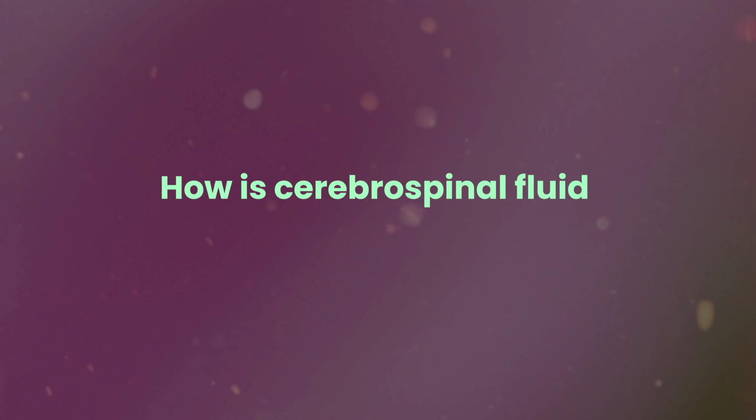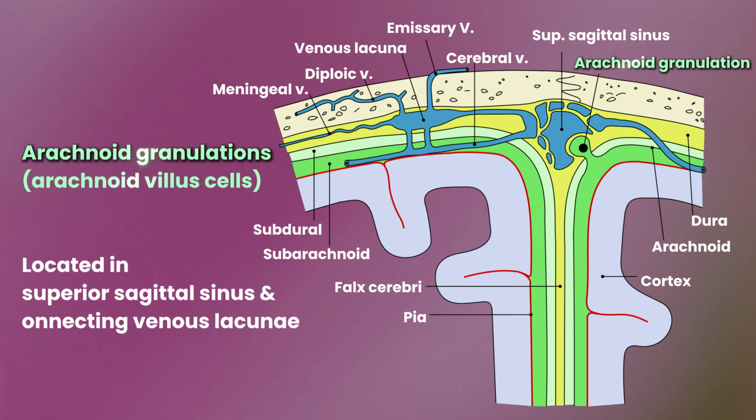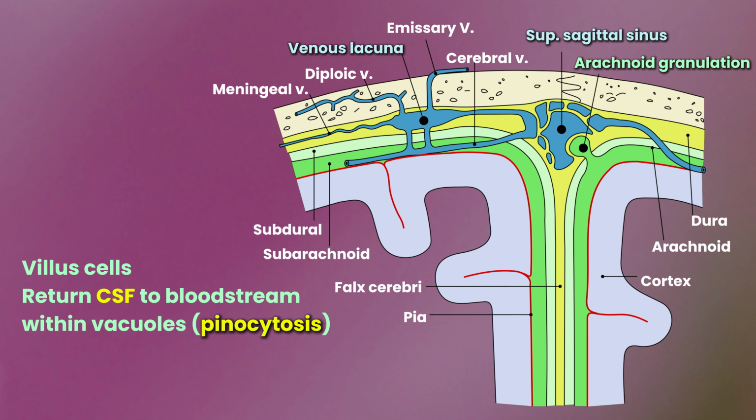How is cerebrospinal fluid reabsorbed? Arachnoid granulations, composed of arachnoid villus cells, are located in the superior sagittal sinus and connecting venous lacunae. The villus cells return cerebrospinal fluid to the bloodstream within vacuoles through a process called pinocytosis.